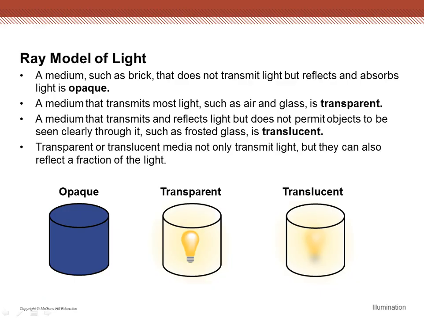One of the key things to remember here is that transparent or translucent media not only transmit light, yes, light comes through, but they also can reflect light, or at least a portion of the light. Think of a windshield on a sunny day. You'll see some light reflect off of it, however, you can see light go through it as well. So you're going to get a portion reflected, and it is also transparent.